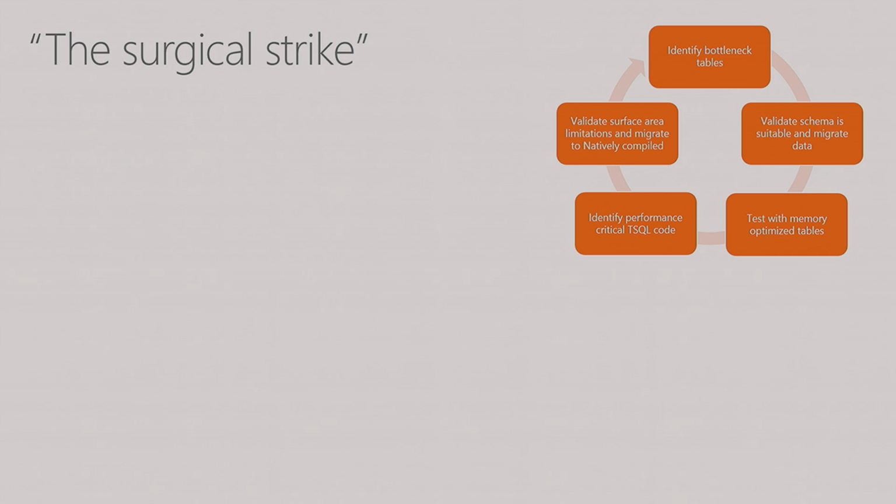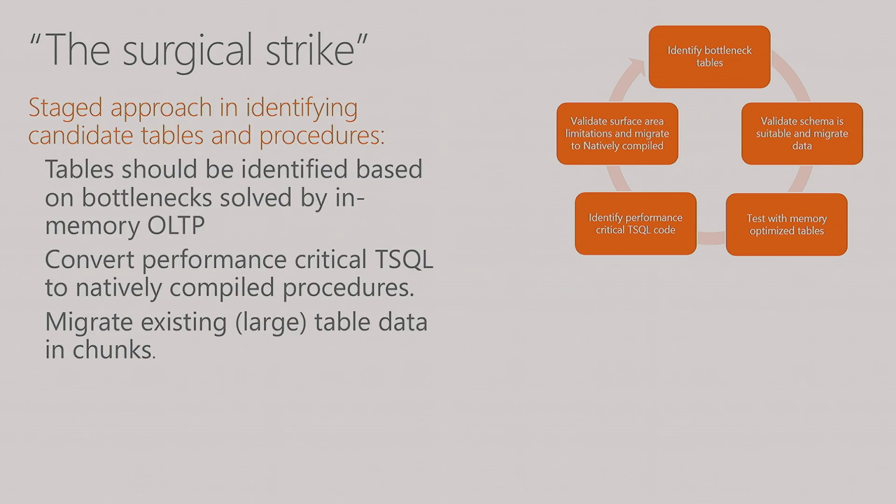So the first step is to migrate the tables only and test with your current T-SQL code referencing those tables. Don't move the procedures to memory optimized. The second step is potentially to identify the performance critical code. Natively compiled procedures do have some T-SQL surface area limitations, so I won't convert every procedure to natively compiled. It's the ones which are frequently run, the 80% of your executions, if you will. Those are candidates for natively compiled. So it's a staged approach, and you might have a couple of iterations on it.